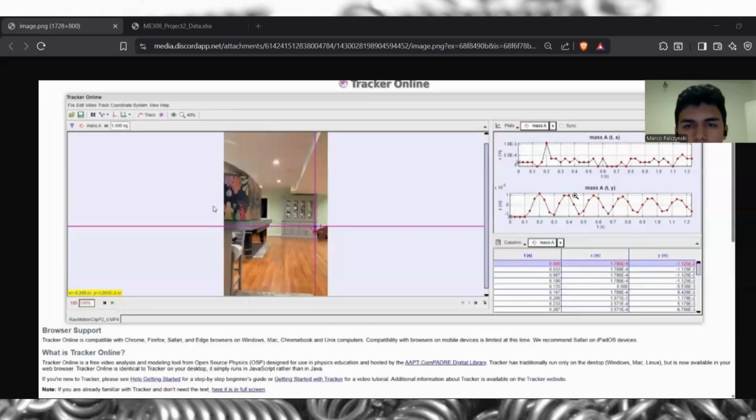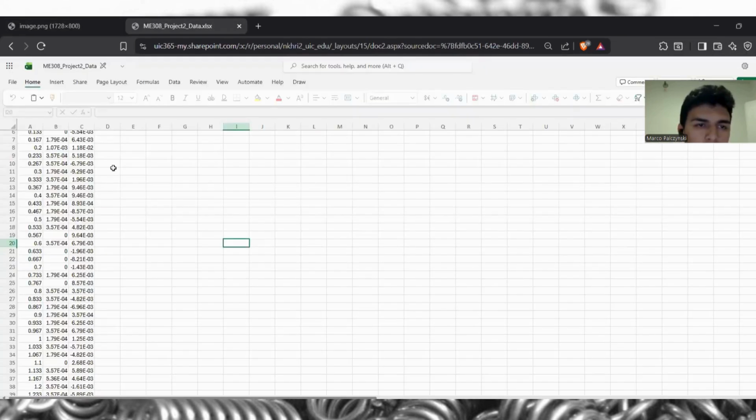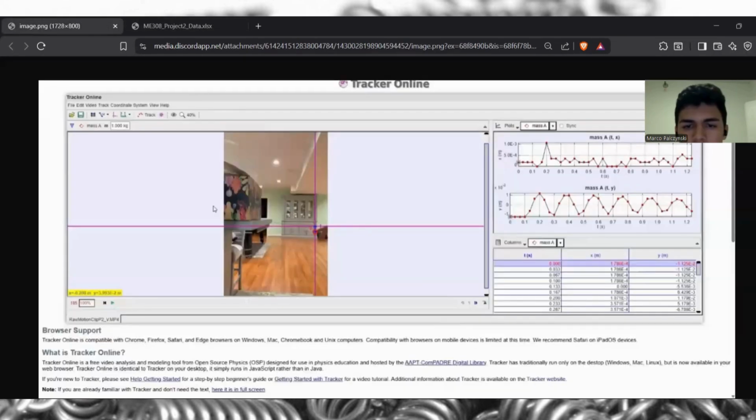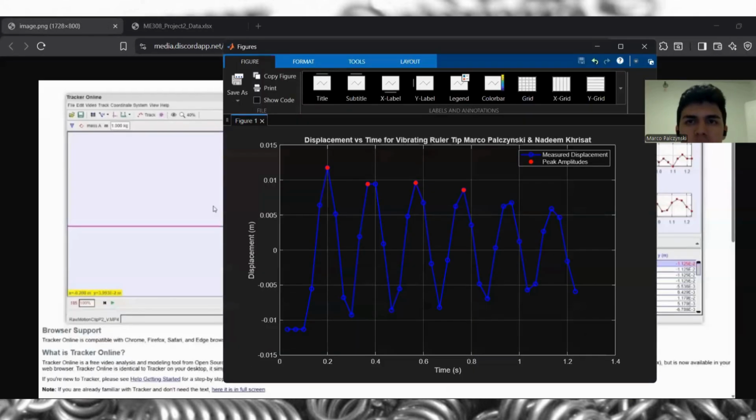So here you can see on the Tracker data, it shows all the peaks of the graphs and the data that we were able to export into an Excel. And now to get into the graph. This is the displacement versus time graph that we created in MATLAB. The blue curve represents the measured motion, and the red dots highlight the main peak amplitudes that we calculated using MATLAB. The downward trend in the peaks clearly shows how the vibration amplitude decays, confirming that energy is being lost over time due to damping.